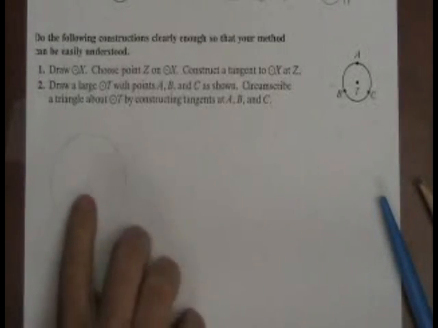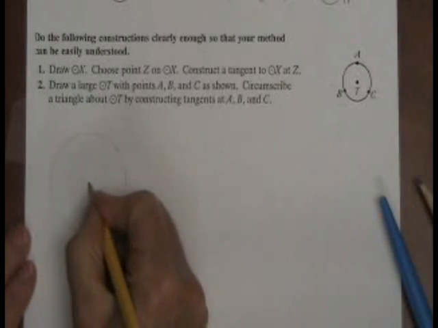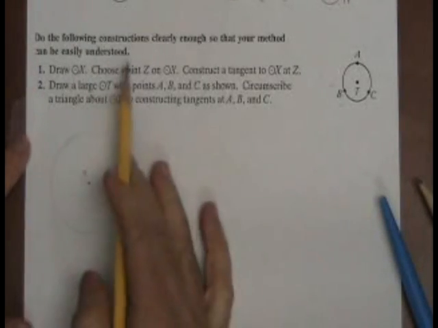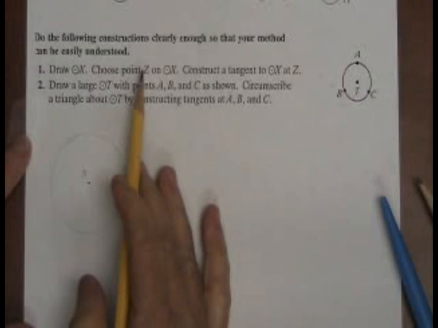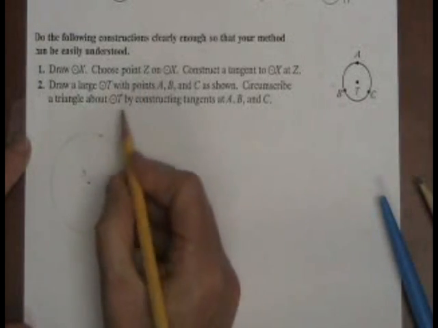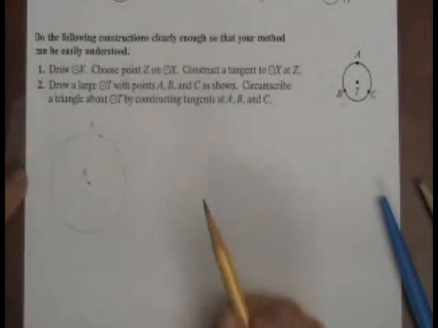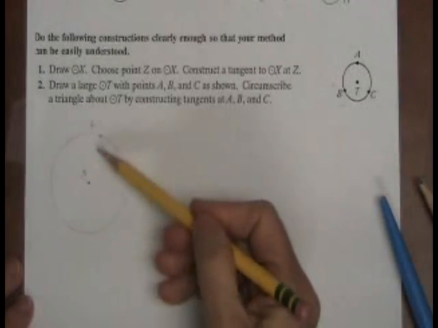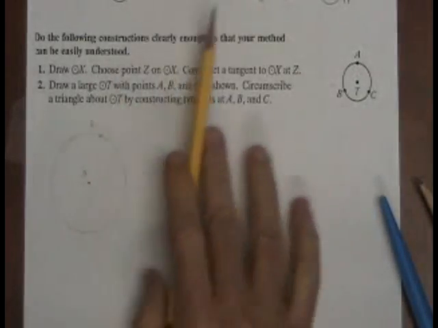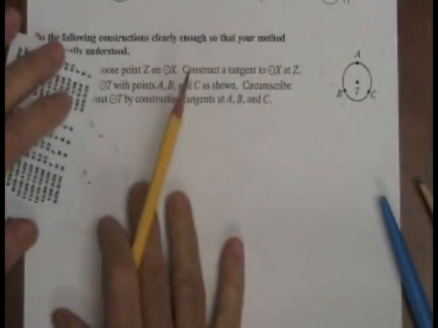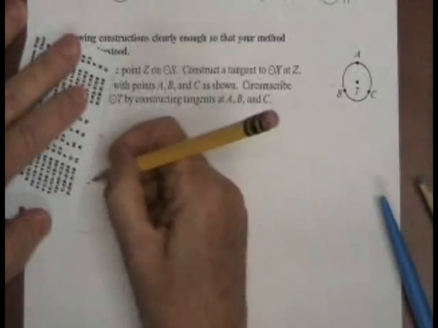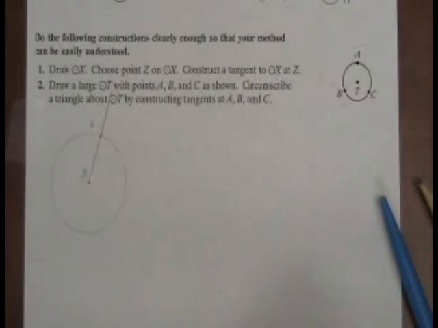Now we've got a circle. I'll label the center. It says call it circle X. And then I choose point Z on X. So I'm going to let that be point Z. Okay? Now then the first thing for me to do is to draw this ray XZ. It tells you to draw that ray, so that's what I'll do. There we go, looking good.